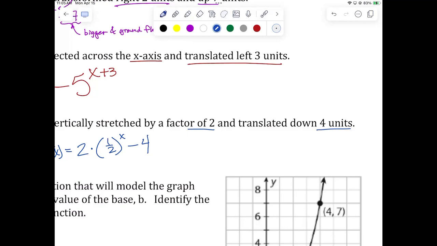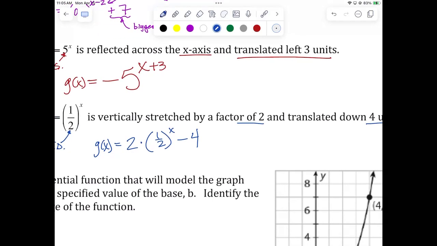Yes. What's the range of this function? Negative 4 to positive infinity. Excellent. We didn't flip it across the x-axis, so it's everything above the horizontal asymptote, and the horizontal asymptote is at negative 4. Very good.